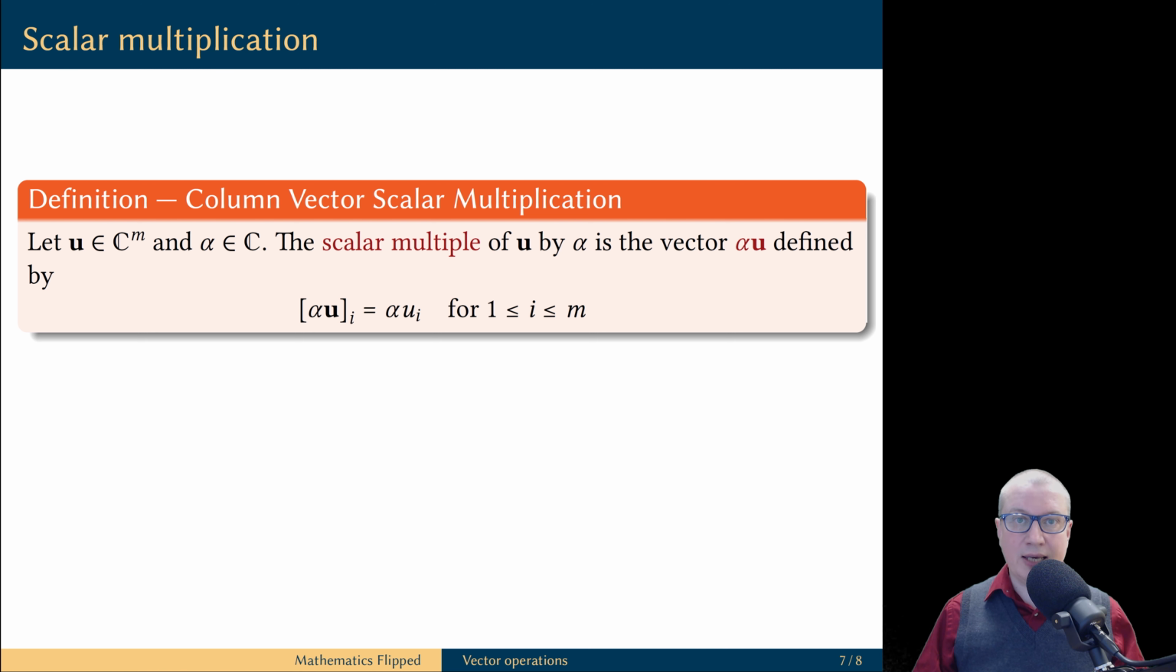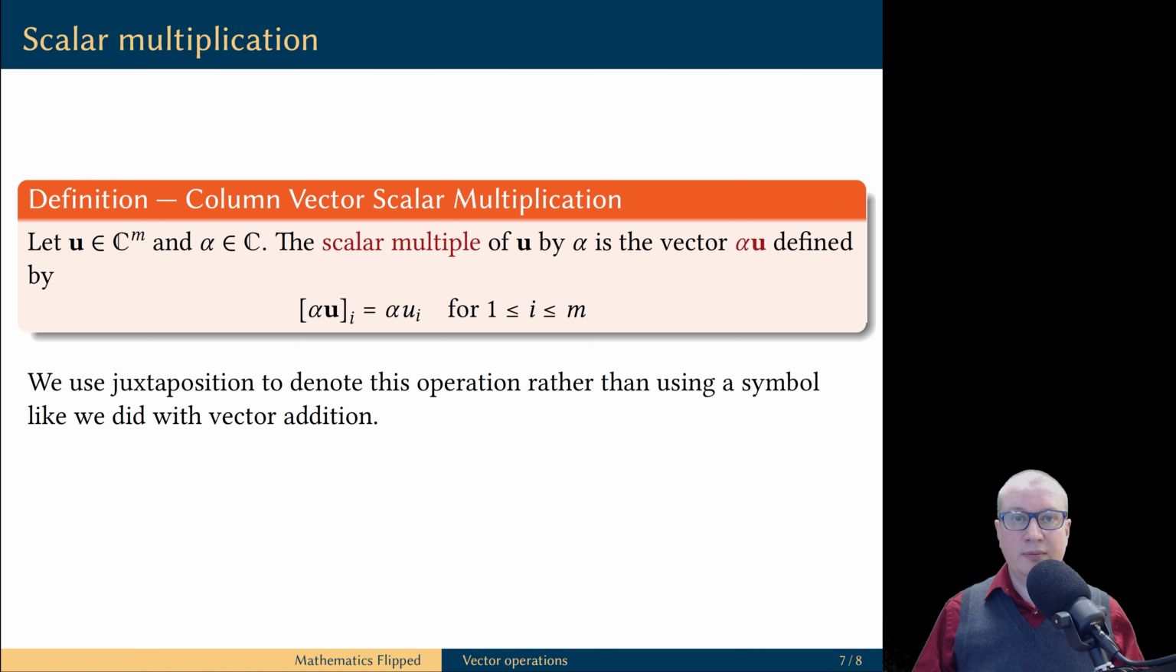We simply scale every single component of the original vector by the same number alpha. In fact, mathematicians are so poor that we can't even afford any symbol whatsoever for this operation, so we simply juxtapose the two symbols. And the convention for this is very strict. First comes the scalar, second comes the vector.